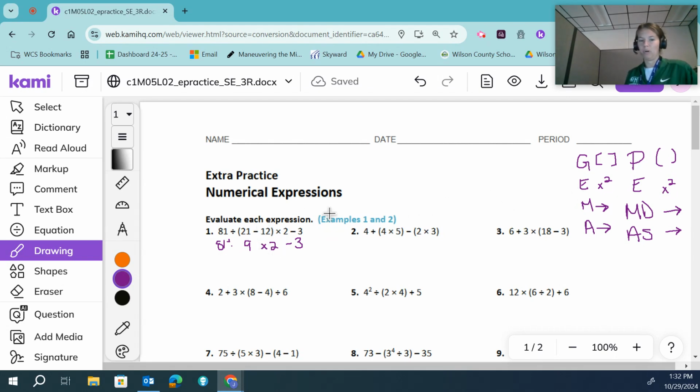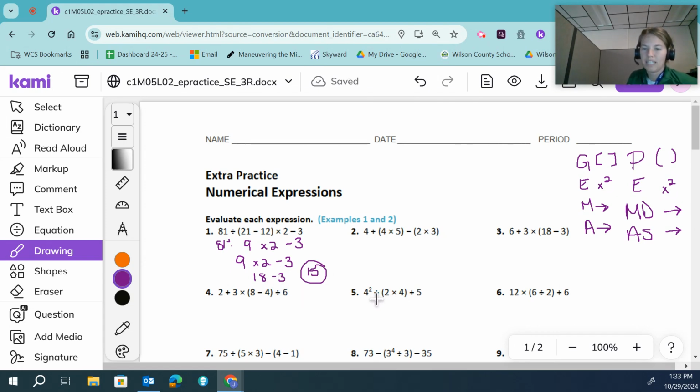There are no exponents, so we can skip that step. Then we're going to do multiplication and division from left to right. Because division comes first from left to right, we do division first. 81 divided by 9 is 9, times 2 minus 3. Again, writing my whole thing after I complete each step. 9 times 2 is 18, minus 3 is 15. So 15 would be my solution here.